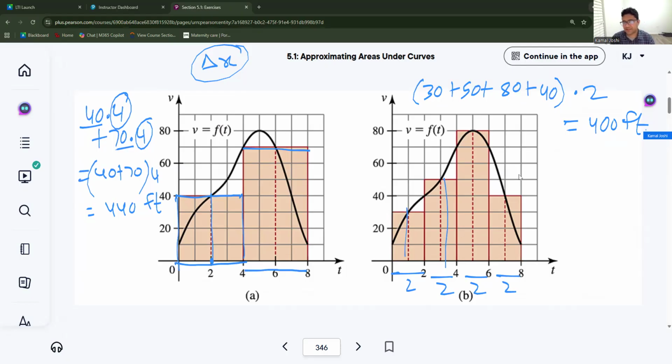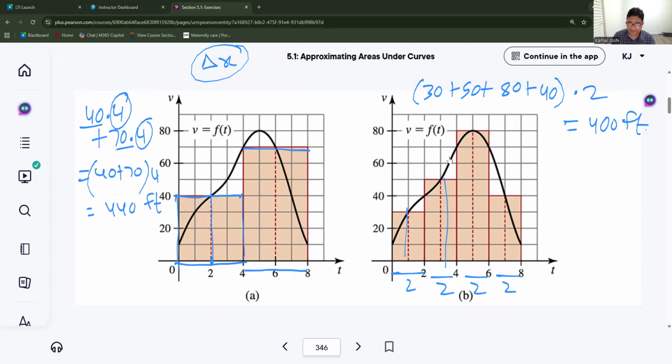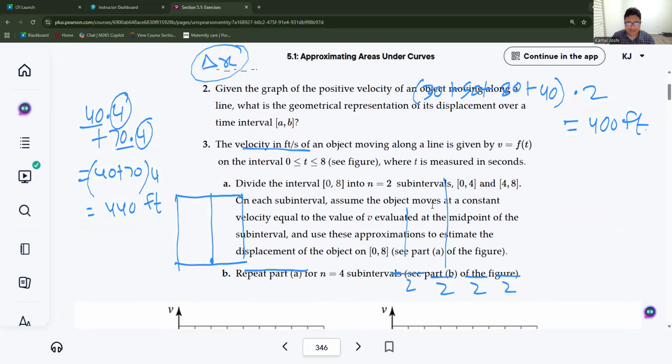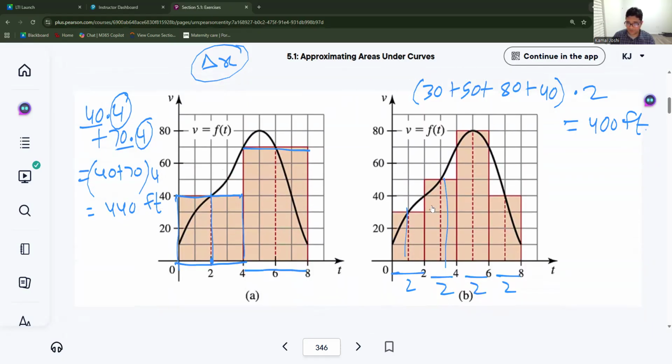Okay, with 8 subintervals, the estimated area is 400 feet. I want to see if there is a second. No, that's all there is in the question. I was going to say we are going to discuss which is the more accurate between these two.